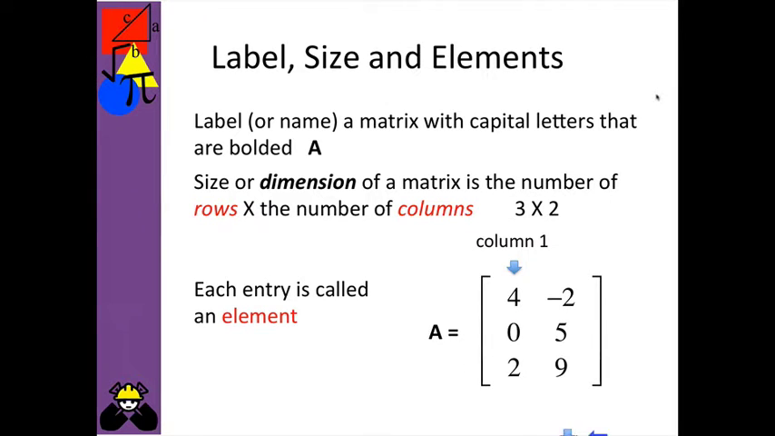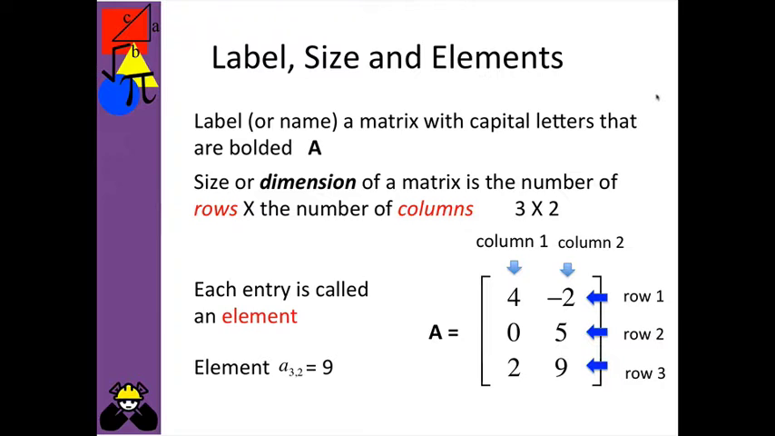We have column 1, we have column 2. Columns go up and down, just like a column that supports the roof of a patio area. Columns go up and down, rows go side to side. So 4, 0, and 2 are in column 1. -2, 5, and 9 are column 2. In row 1 we have 4 and -2. In row 2 we have 0 and 5. In row 3 we have 2 and 9.